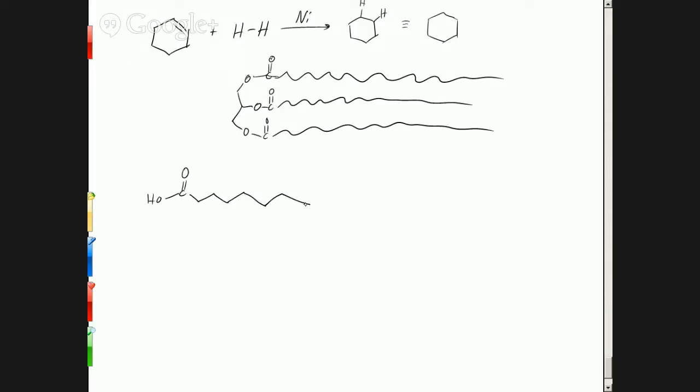Unsaturated fatty acids all have cis double bonds. So they get these kinks in the chain. They end up not laying nice and flat. And that's why saturated fats tend to be solids and unsaturated fats tend to be liquids. So saturated fats are things like butter, animal fat, human fat, solids. And unsaturated fats are things like olive oil, other vegetable oils, which are liquids.